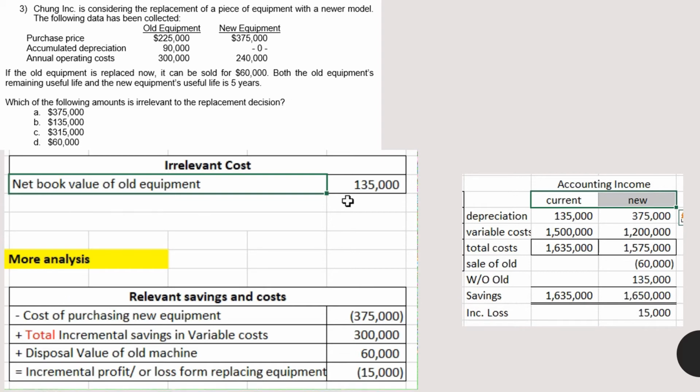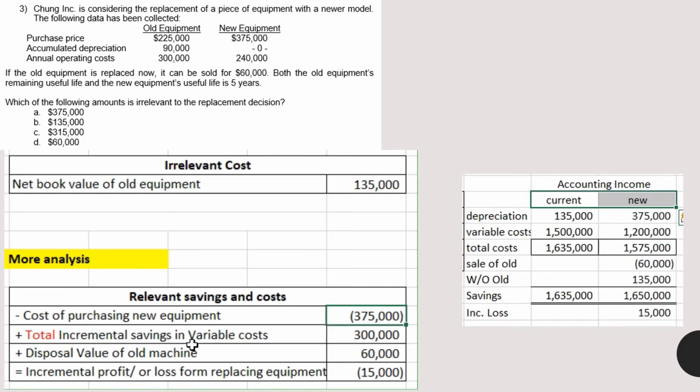So the net book value of the old equipment is currently $135,000, which is the $225,000 purchase price less the accumulated depreciation of $90,000. Other savings and costs, though, we look at the cost of purchasing new equipment would cost us $375,000 if we replaced it today.